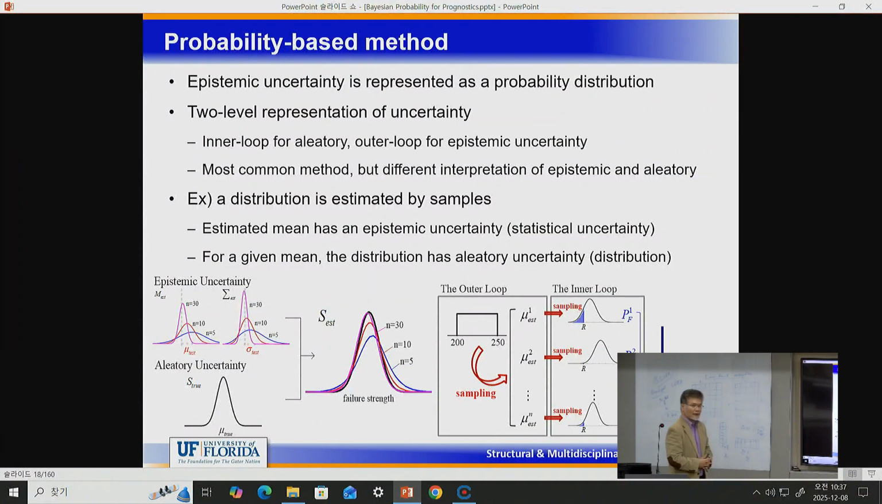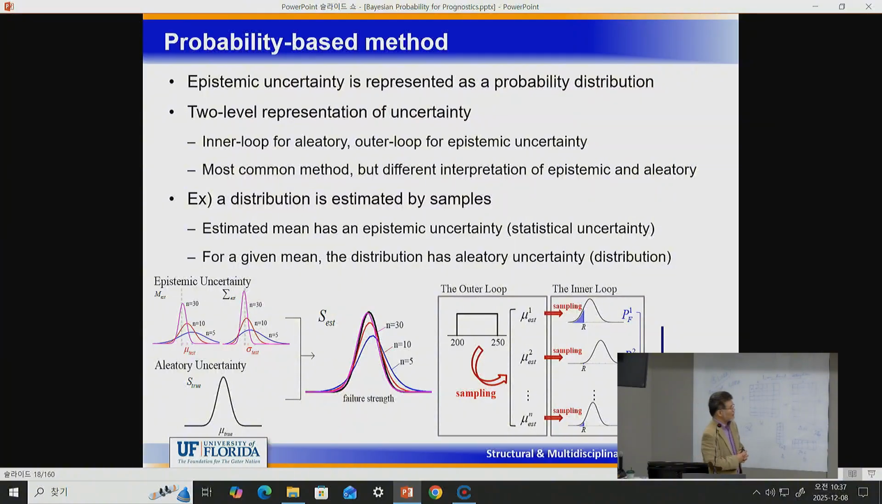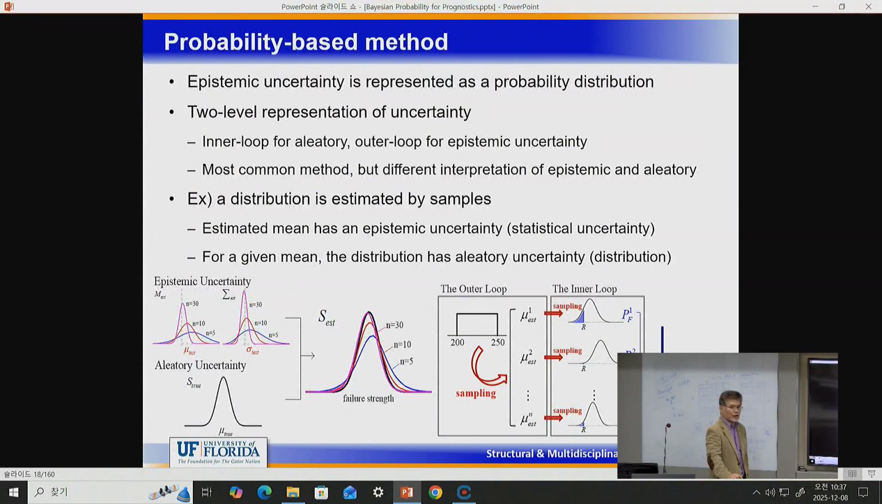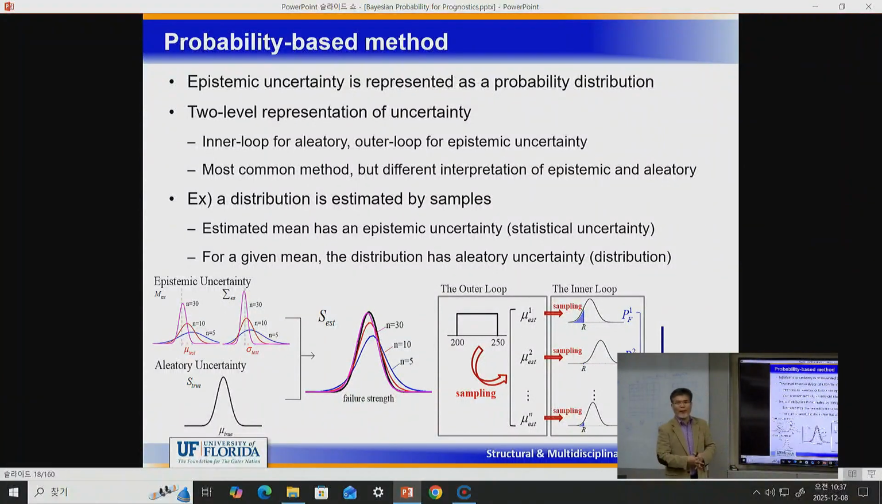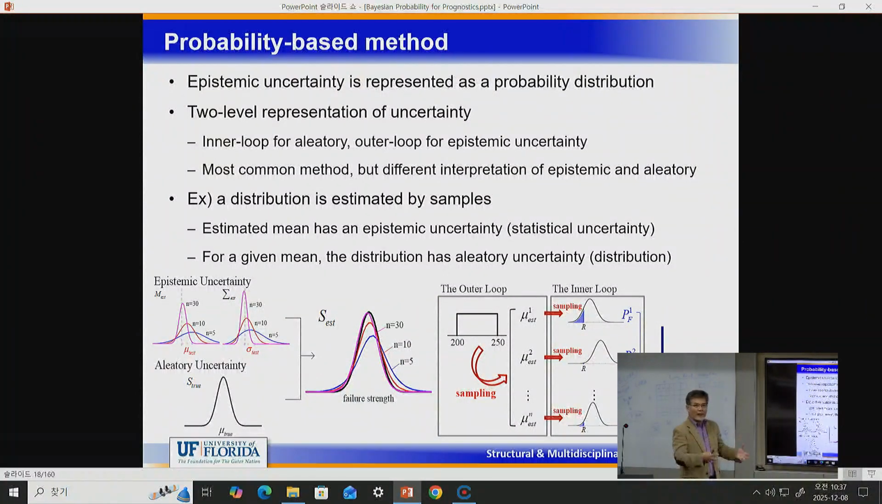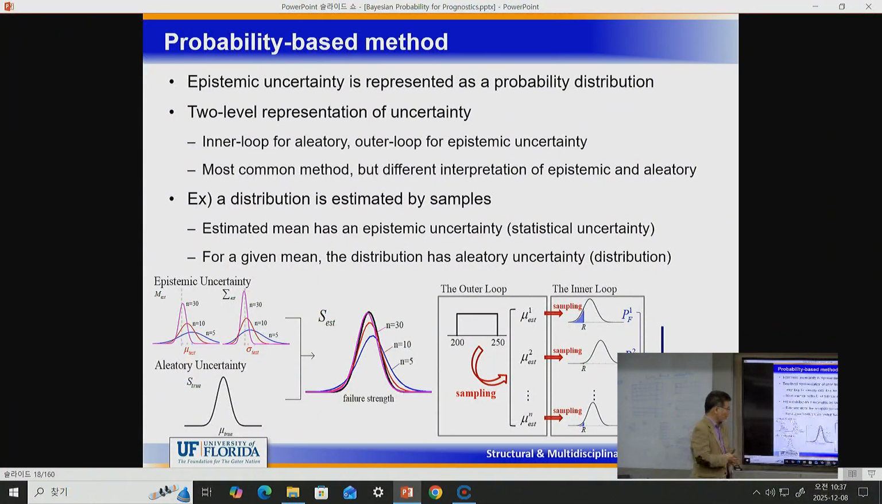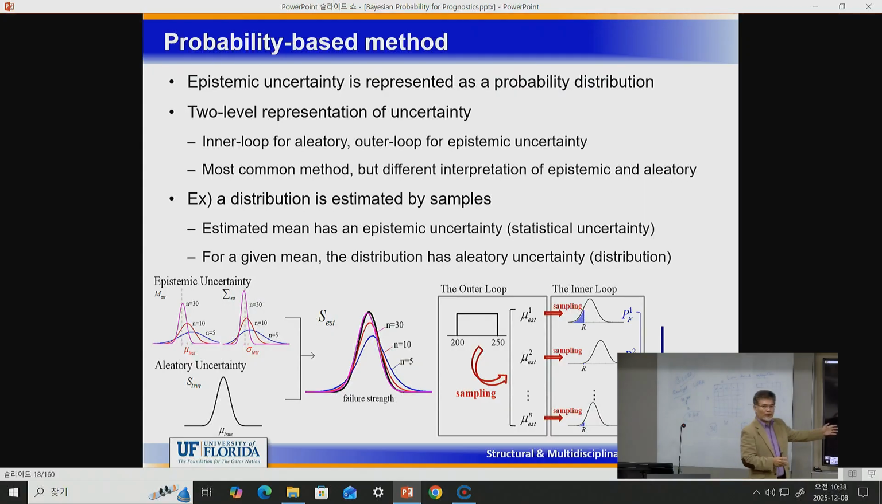The probability-based method says, well, I represent epistemic uncertainty as a probability distribution. Then you need to ask a question: what is the meaning of a normal distribution in epistemic uncertainty? The normal distribution of an epistemic variable. In a random variable, aleatory uncertainty, it makes sense: if I generate samples, do you agree there will be more samples here and fewer samples there? Right? So that's the idea of aleatory uncertainty. What is the normal distribution for the epistemic uncertainty?